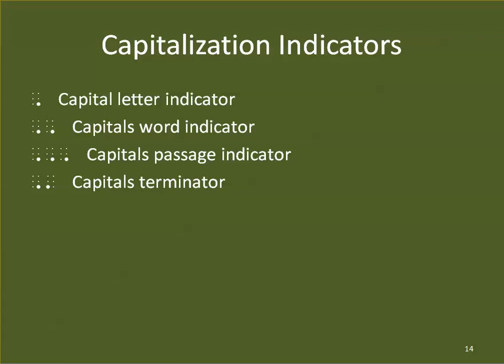Capitalization is in some ways very similar to what we had before, thank goodness, but there are some new twists to it. The capital letter indicator is still dot 6, thank goodness. Capitals word indicator, what we used to call double caps, is dots 66. So that's going to capitalize the entire letter sequence, as we'll see in a moment. Then we have something new called capitals passage indicator, and that is three cells of dot 6. So we'll talk about that. And passage always has to be terminated. So there is the capitals terminator.